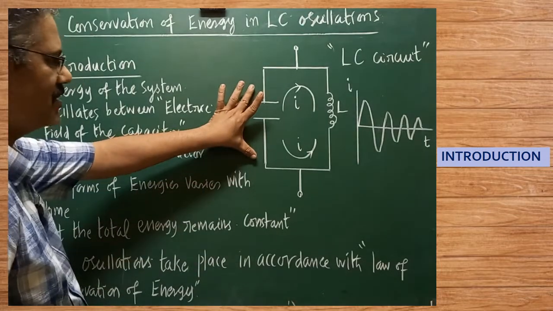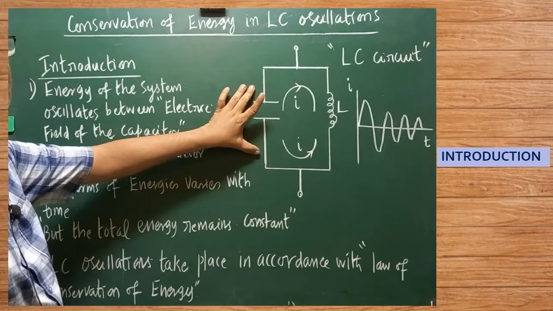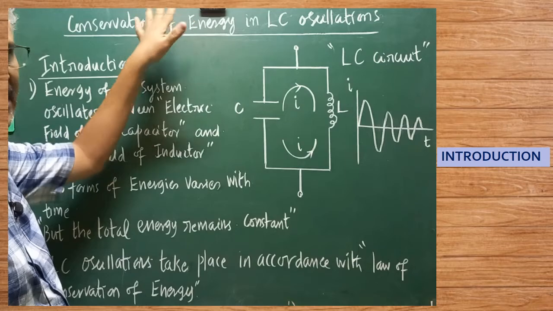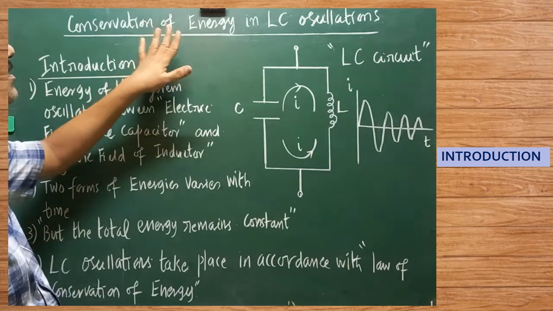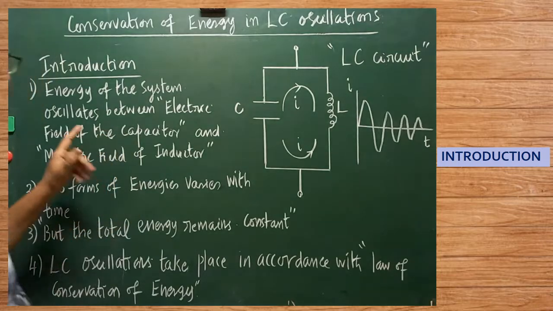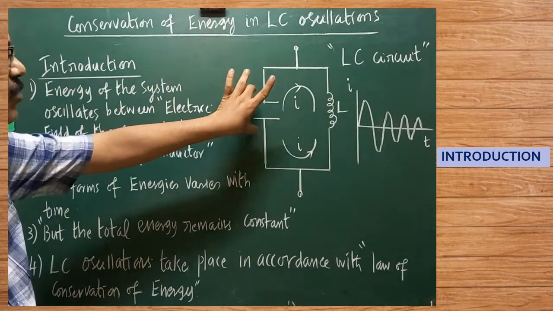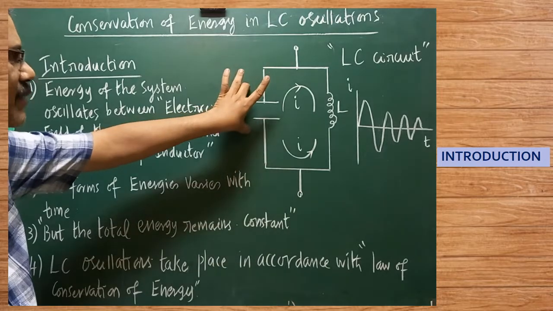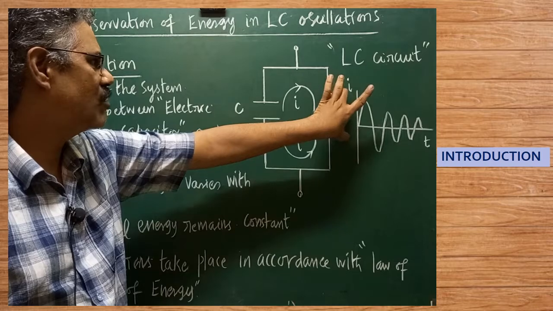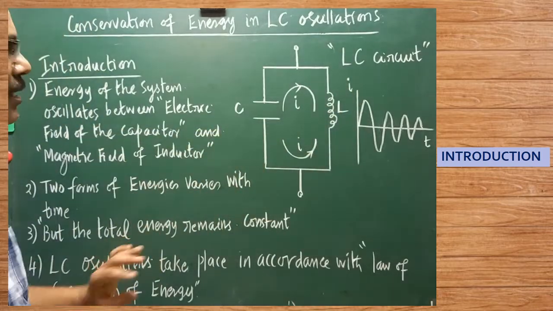So this is the general function. The complete function of the LC oscillations may already have been taught by your teacher. But our aim is to learn how the energy is conserved. I have already told you clearly: the energy stored in the capacitor is called electrostatic potential energy, are you clear? And the energy stored in the inductor is called electromagnetic potential energy.